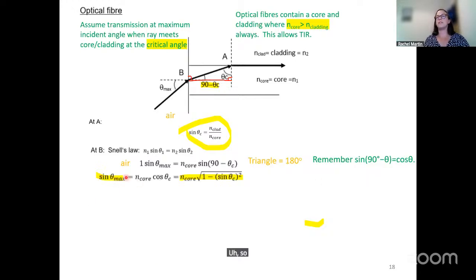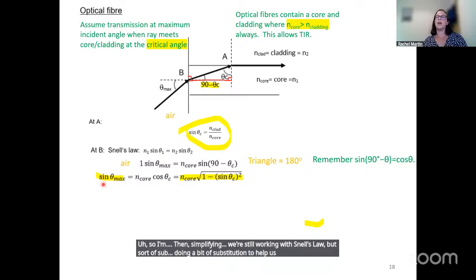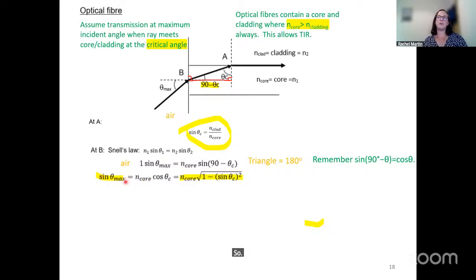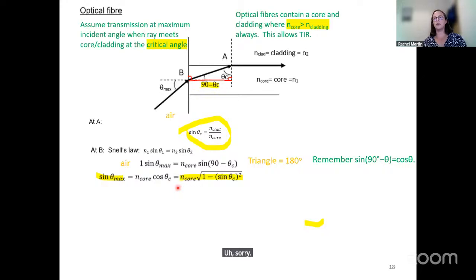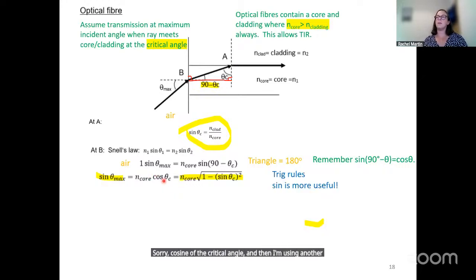So I'm then simplifying. We're still working with Snell's law, but doing a bit of substitution to help us in the long run. So sine theta max therefore equals the refractive index of the core times cosine of the critical angle. And then I'm using another trig identity because sine is going to be more useful, because originally at A, which I'll come back to in a second, I had sine in my derivation for the critical angle, which I'm just looping around with my laser beam.